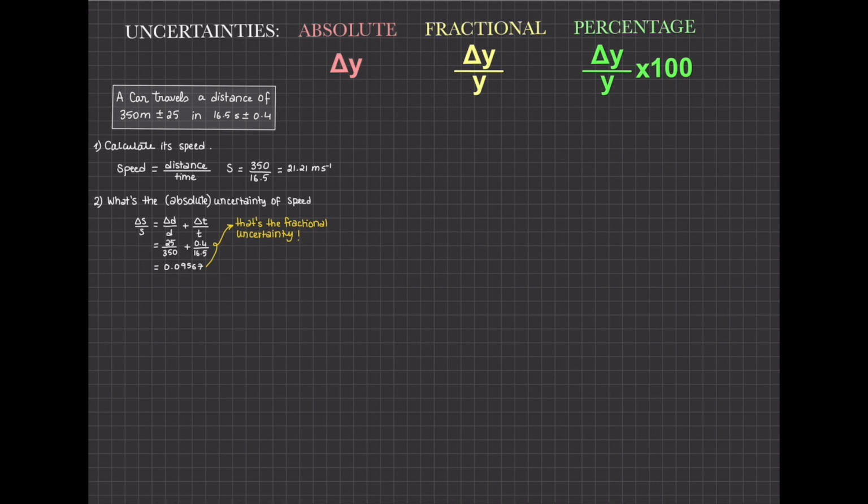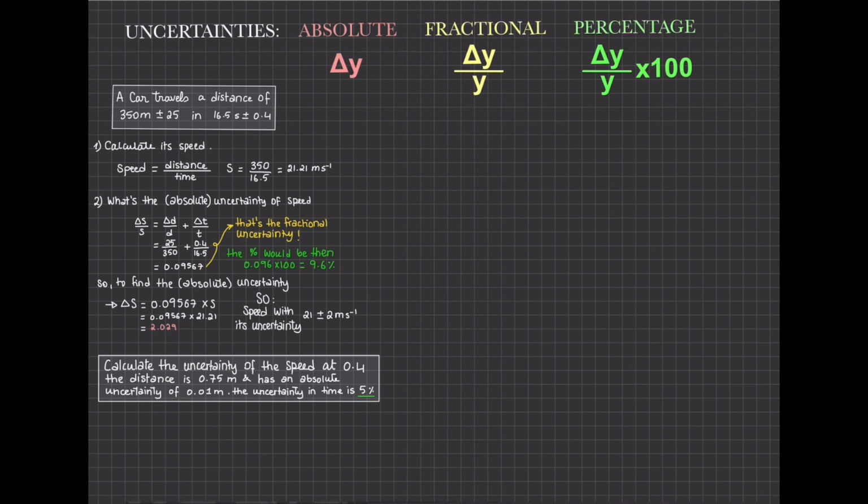If, let's say, they asked you to find the percentage, then it would be 9.6%. But here they're asking for uncertainty, so we have to carry on. We have to multiply the fractional, 0.09567, by the value of speed which we found, which is 21.21. And you get 2.029. That's of course meter per second. So the speed with its uncertainty would be 21 plus minus 2 meter per second.